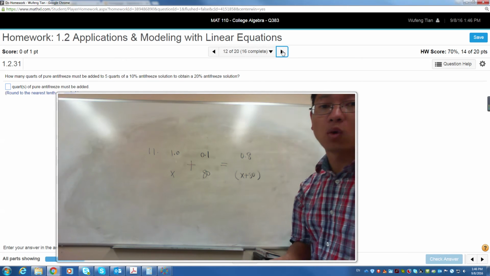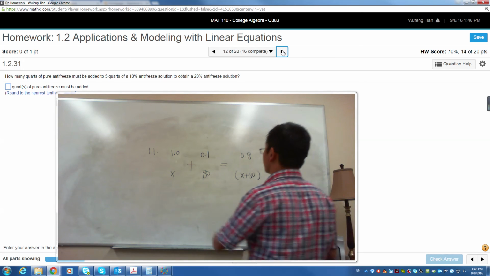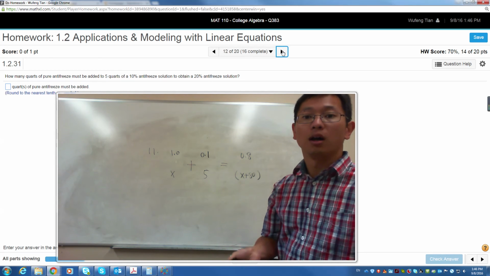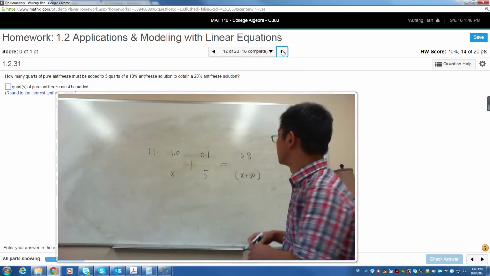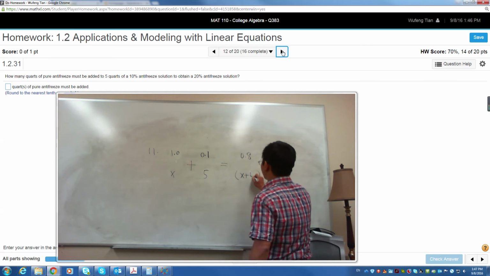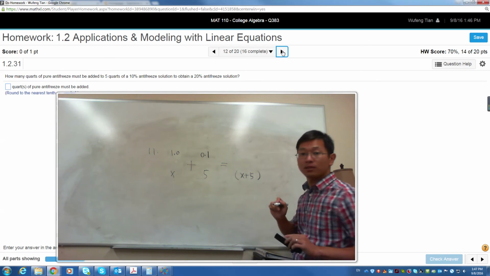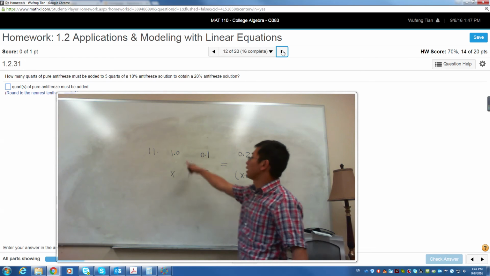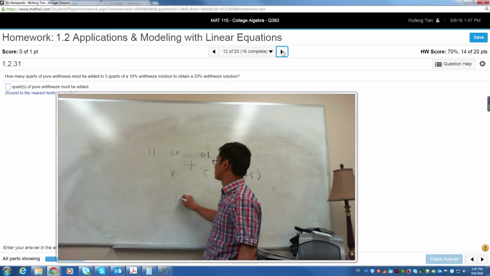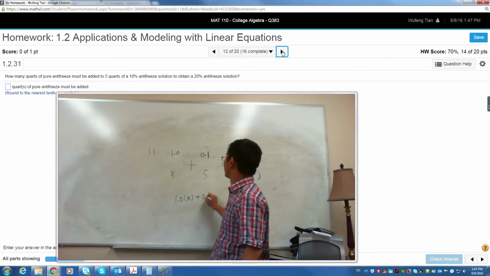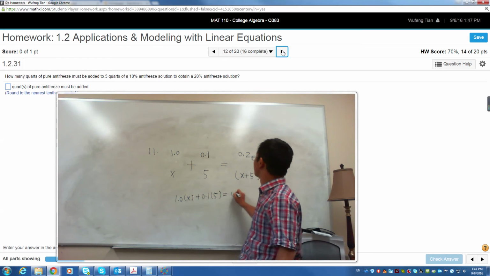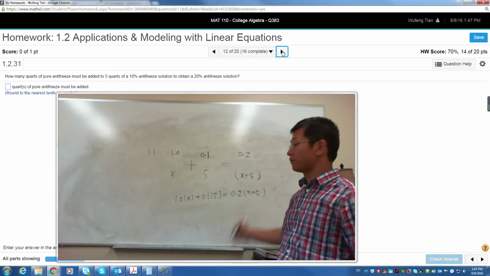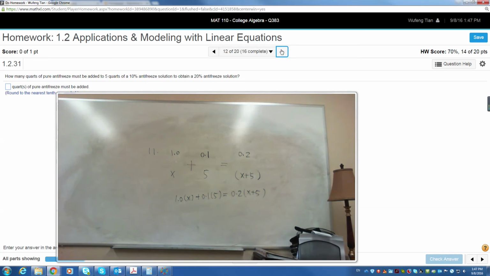It must mix with 5 quarts of 10%, so it's still 10%, but this is the 5. And then to obtain 20% of that, so change that into x plus 5 because of that. That's what percent? 20%, so you have 0.2. Then you set up the equation 1.0x plus 0.1 times 5 equals 0.2 times (x plus 5). You multiply everything by 10, then you solve for x. Okay, it's pretty simple.